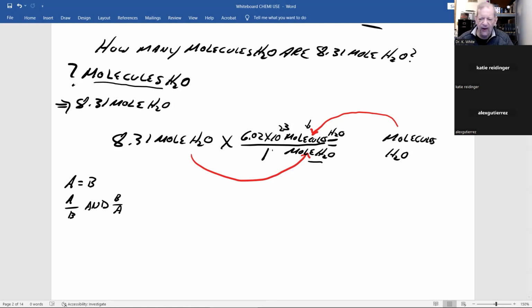Now, before I find my calculator, which is hiding right over here, I'll check, do I get the right units? And notice this is moles of water divided by moles of water. And anything divided by itself equals number 1, meaning it cancels out. And I'm left with molecules of water, yay. So now I'll pick up my calculator, turn it on, I'll clear it.